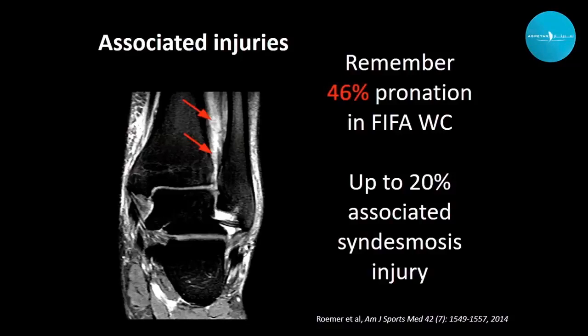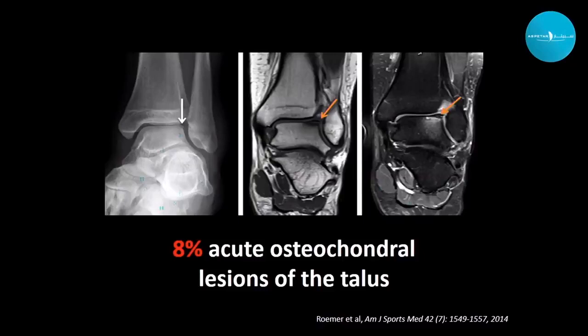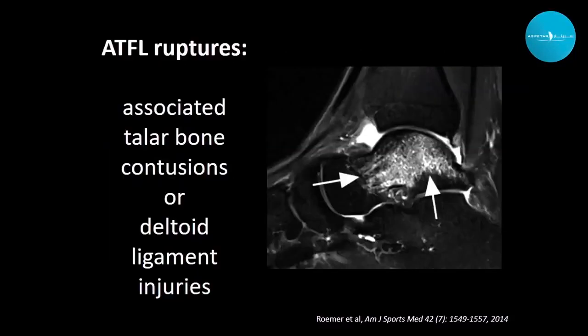We should also remember that patients with lateral ligament injuries often have associated injuries. So in a retrospective MR study we've done in Aspetar in 2014, we found that up to 20% of patients referred for an ankle MR scan after a lateral ligament injury actually had a syndesmosis injury. And these were not just footballers, this was the general population or general athletes, and of course in footballers it might be higher. The same study also revealed that 8% had osteochondral lesions of the talus, and of course there were lots of bone bruises, contusions, and deltoid ligament injuries.